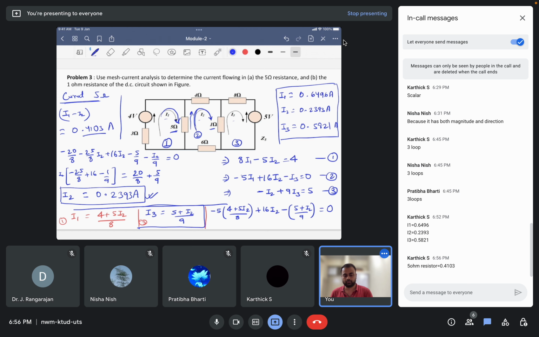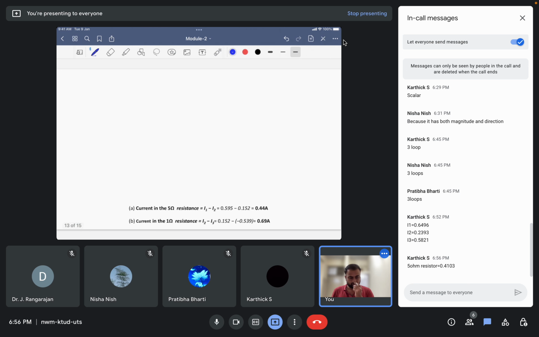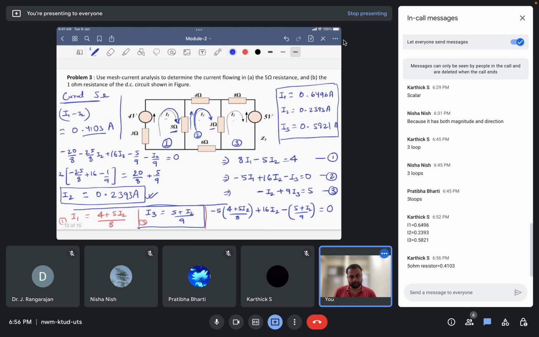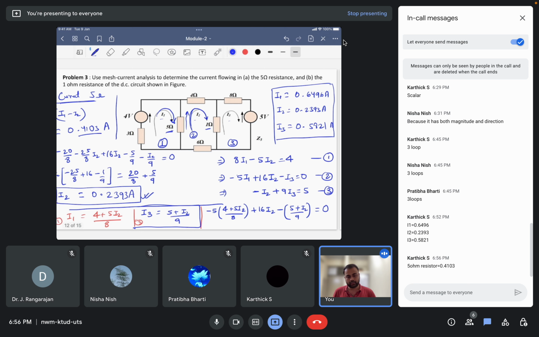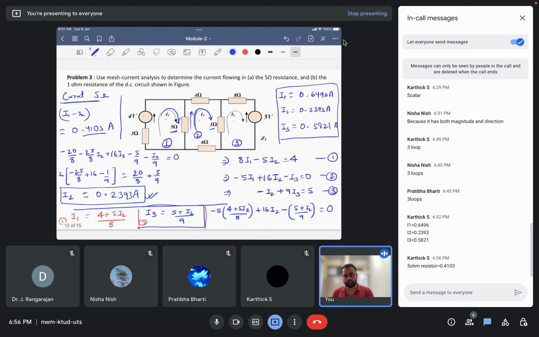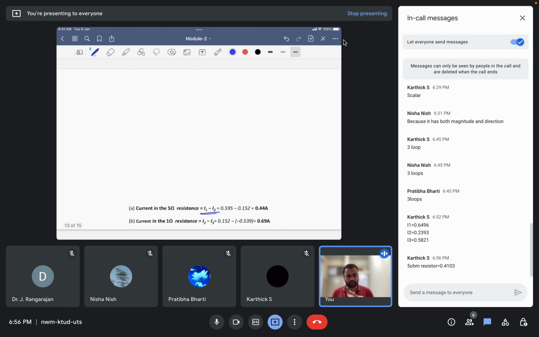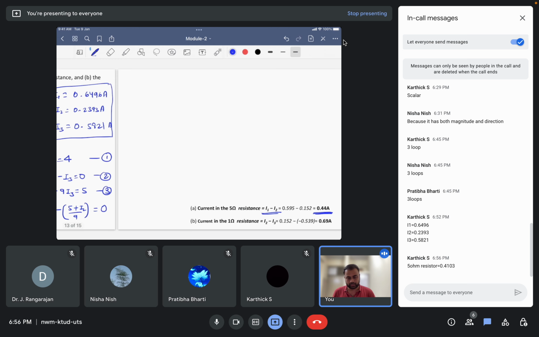0.4103 amps. Okay, so we have already got the answer. So the current is I1 minus I2, and I think there is some calculation mistake here. So anyway, the current through this resistor should be I1 minus I2, that is 0.4103 ampere. So please recheck the calculations again. There may be some problem because the reported answer is 0.44. We are getting 0.41.